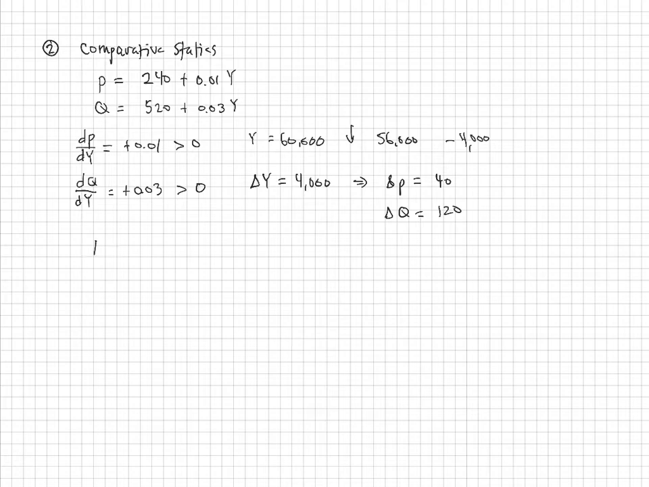So we can just predict. We know that in the first equilibrium, price was equal to 840. Of course, the change in income was negative, and therefore everything is going to be negative here as well. So price was 840, now it's going to fall to 800, and quantity was equal to 2,320, and now it's going to fall by 120, so it's going to be equal to 2,200.